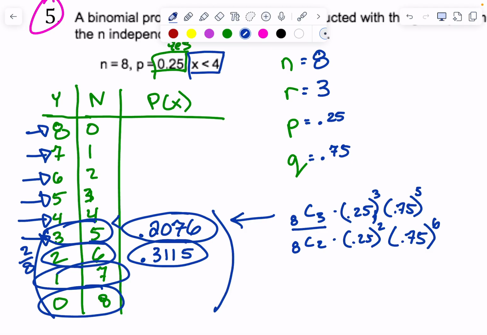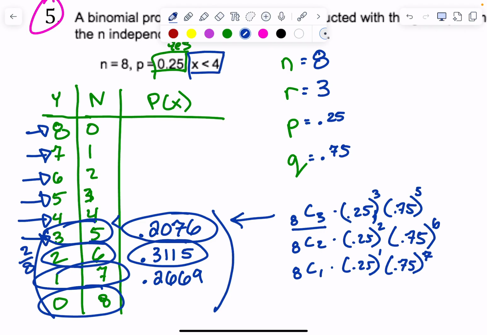Now, if I do 1 and 7, the formula stays really similar: 8C1, 0.25 to the 1, 0.75 to the 7. If you have this in your calculator and you just go back into the formula and swap those numbers out, that makes it easier. What you got? 0.2669. Was our theory correct that that one was going to be the highest probability?